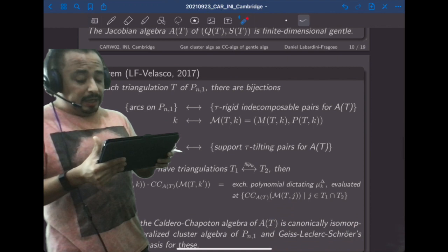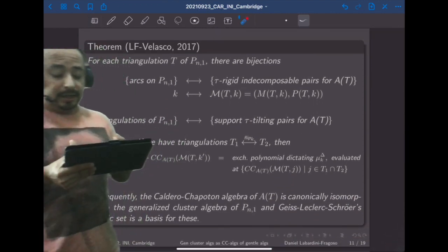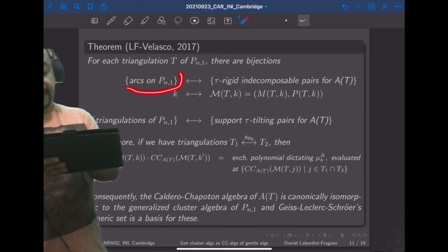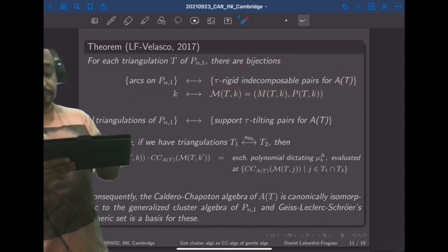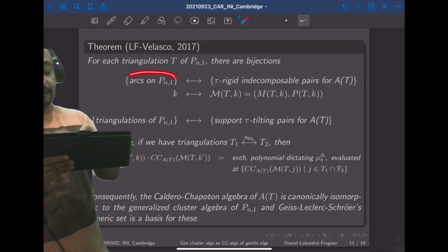And what we proved, in a slightly different language, is that there are bijections between the arcs in the polygon and the tau rigid indecomposable pairs of the algebra. The representations can be read off quite explicitly from this one, right?